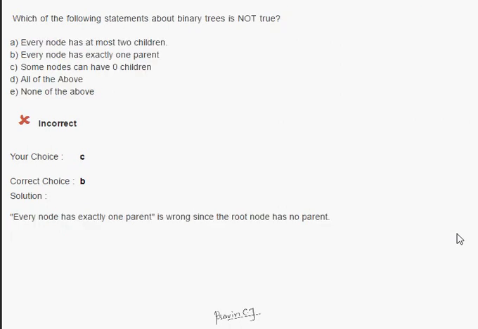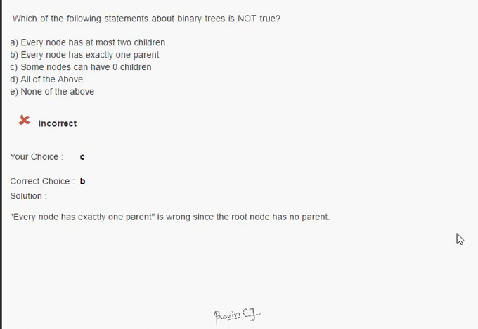The next question is: which of the following statements about a binary tree is not true? A binary tree is one in which every node has exactly one parent, and it only needs to have... exactly one parent is the wrong one.